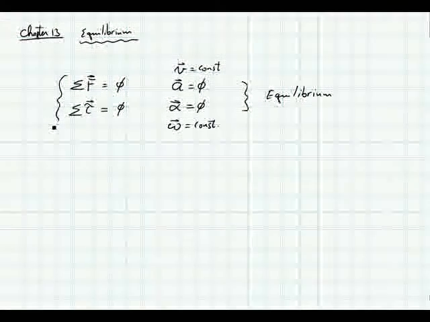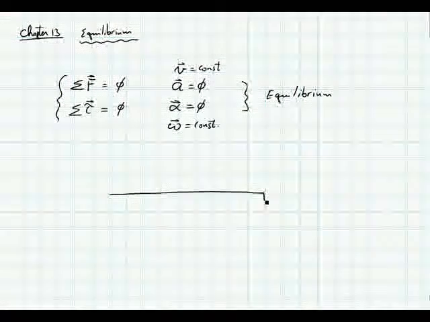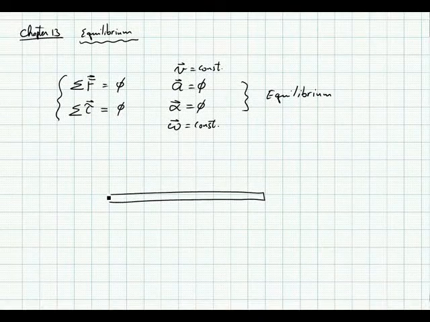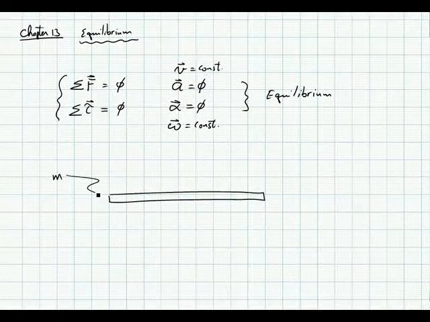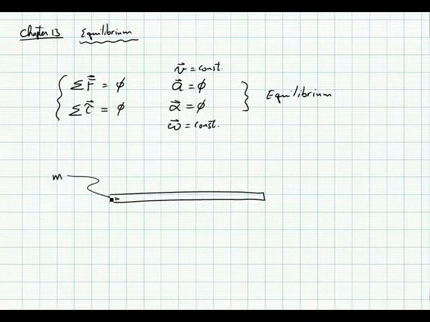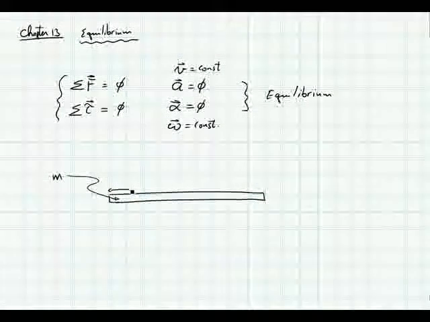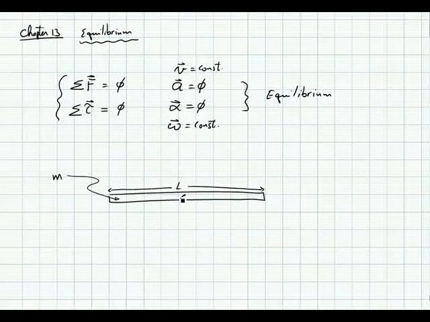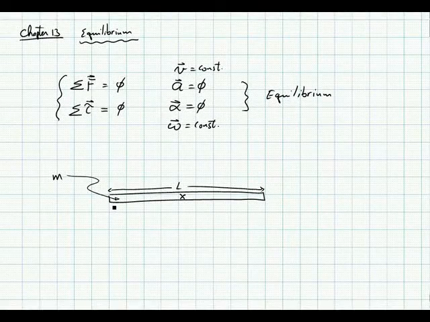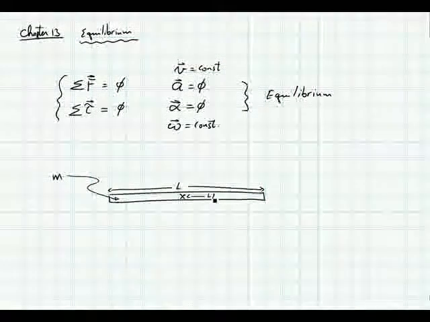So let's start with a very simple example, one of a uniform beam of mass m. If the object has a uniform mass distribution and length L, that means the force due to gravity acts at the midpoint of the object. Remember, the center of mass for a symmetric object is at the center. So this distance here is L over 2.